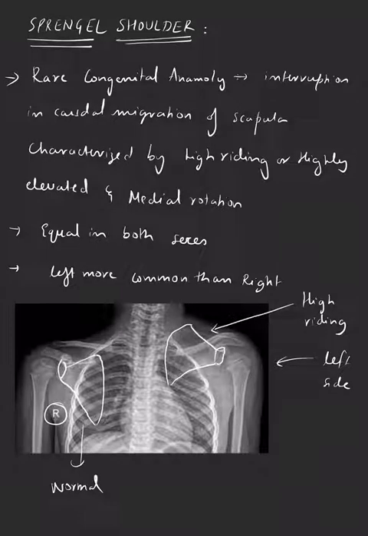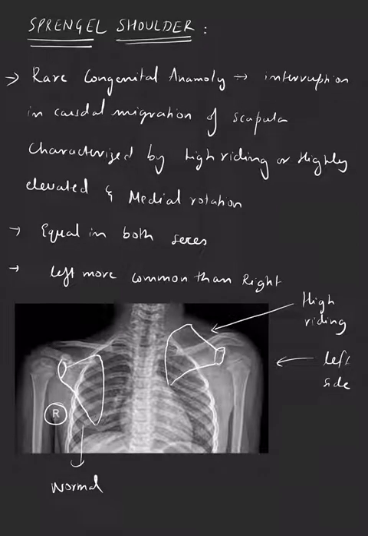Normally, if you look at the embryological aspect, the scapula descends from a higher point, that is from the cervical level to the thoracic level. So this is called the caudal migration. So any interruption in this caudal migration, characterized by a high riding or highly elevated scapula which is medially rotated, will lead to a condition called Sprengel shoulder.